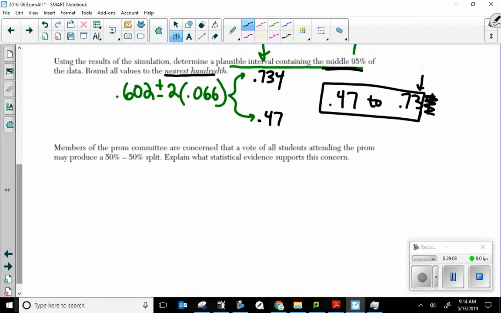Now the next question says, members of the prom committee are concerned that a vote of all students may produce a 50-50 split.